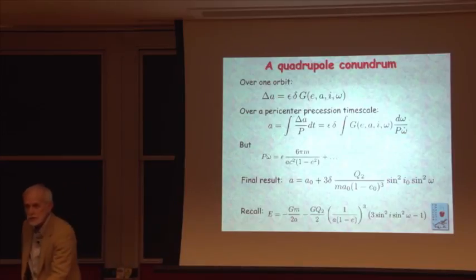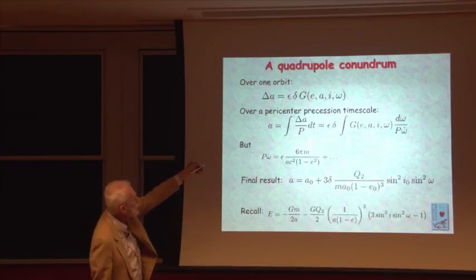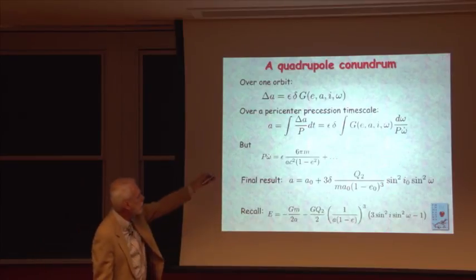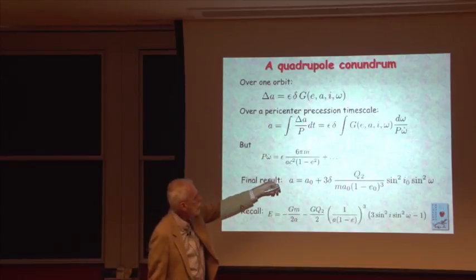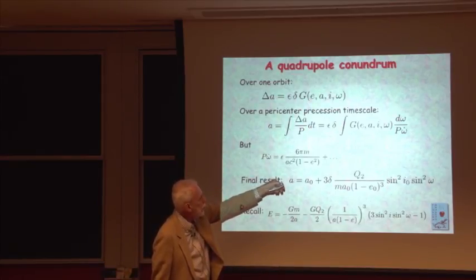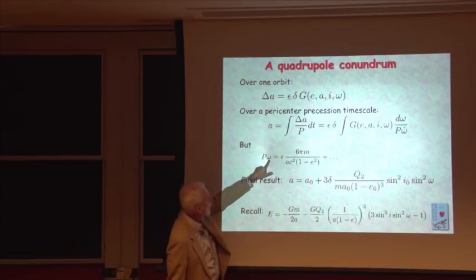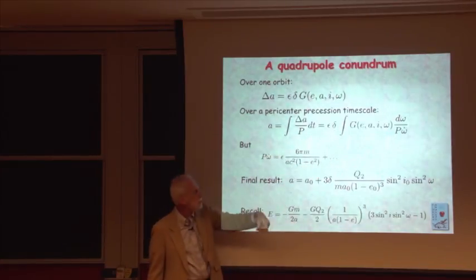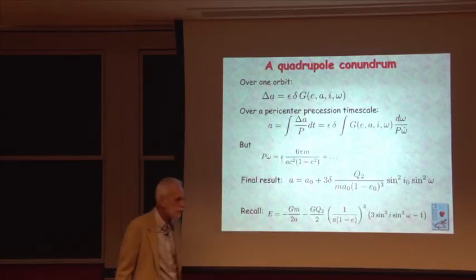When you do that, you discover that there is a variation in the semi-major axis. It's of this mixed order, epsilon times delta. It's a relativistic quadrupole effect. Now, if we ask, how does this evolve over a pericenter precession timescale? We just integrate over a long timescale. You can convert that integral over time into an integral over omega, dividing by omega dot. And notice what happens. Omega dot is the relativistic pericenter precession. So you have a term that's of order epsilon delta, but over a pericenter precession timescale, you divide by epsilon, and so you get something that becomes effectively Newtonian order.